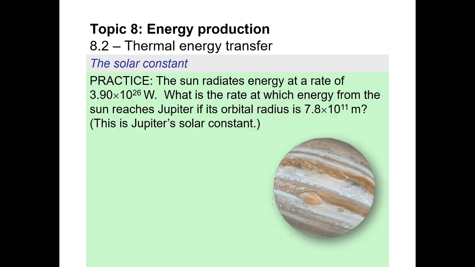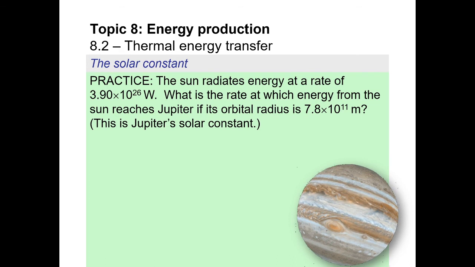All right, and our last slide and problem for this video. Practice. The sun radiates energy at a rate of 3.90 times 10 to the 26 watts. So there's the solar constant. What is the rate at which energy from the sun reaches Jupiter if its orbital radius is 7.8 times 10 to the 11 meters? So this is Jupiter's solar constant. And really this question is just here for you to see what the difference is and compare.